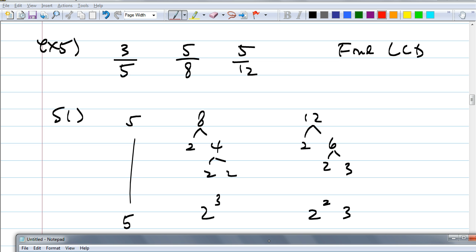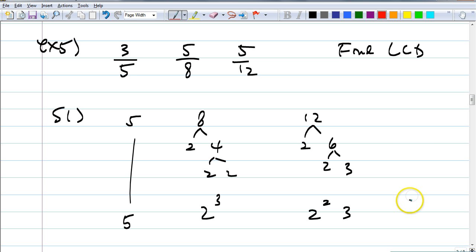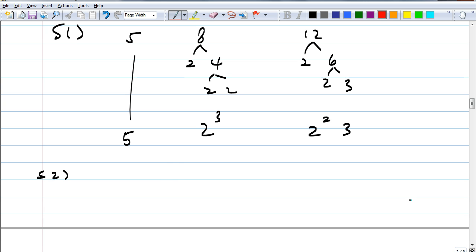And which exponents did you choose? 2 to the third? Yeah. So 5, 2, and 3 were used, and 2 to the third, right? So what's that, guys? It's 8 times 3 times 5, which is? What is this? Okay, 120.